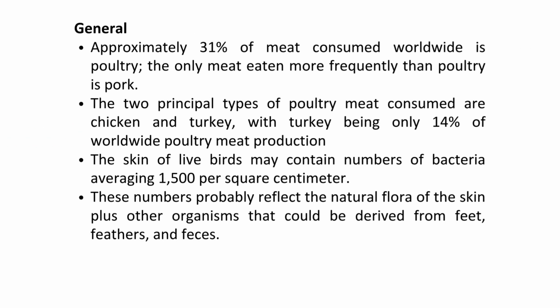To start, let's look at some general context. Did you know that approximately 31% of all meat consumed worldwide is poultry? The only meat eaten more frequently is pork. The two principal types of poultry meat we consume are chicken and turkey, with turkey making up only about 14% of worldwide poultry meat production.